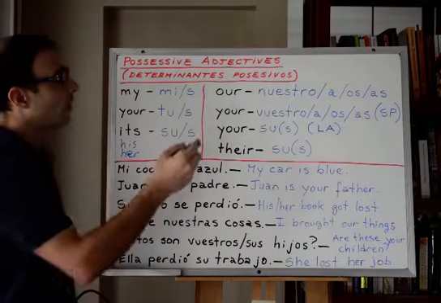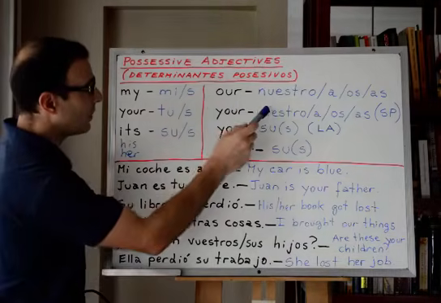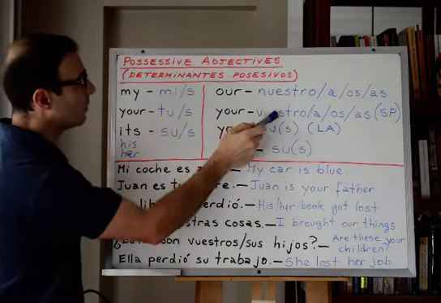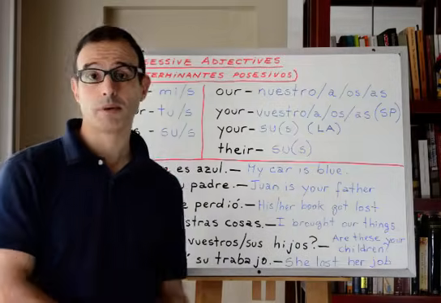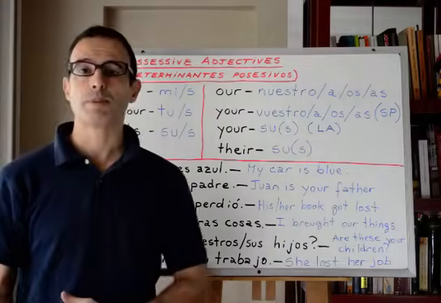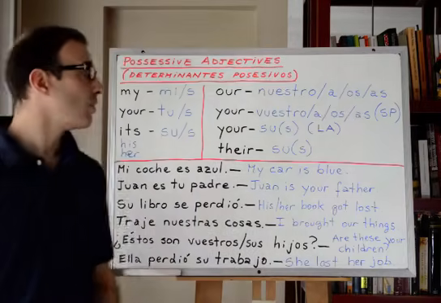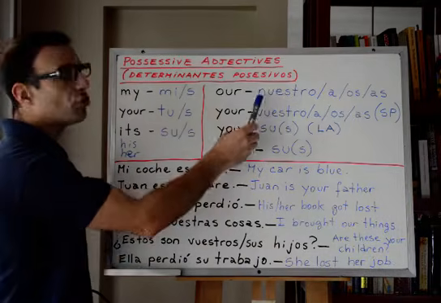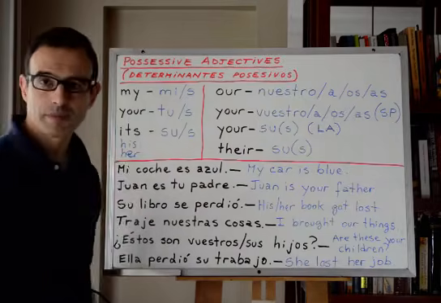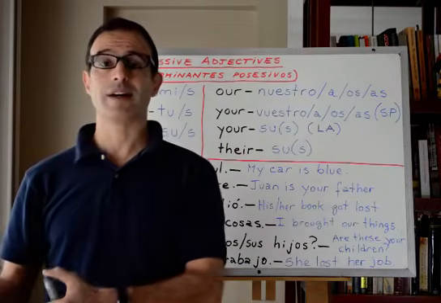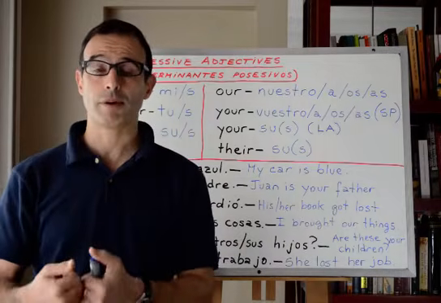Now our would be nuestro. Now look at these two, they also differentiate between masculine and feminine. So for example, the noun coche for car in Spanish is masculine, okay? So we will say estos son nuestros coches, right? Nuestros ends in O.